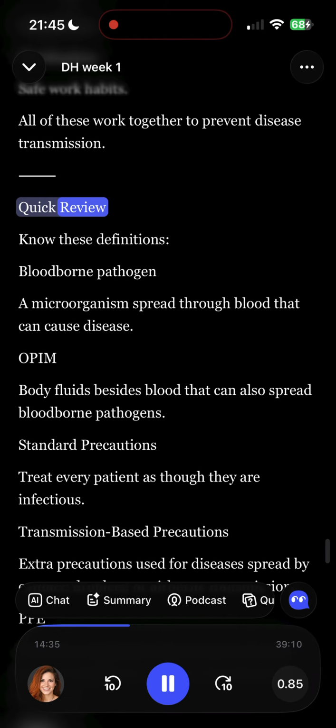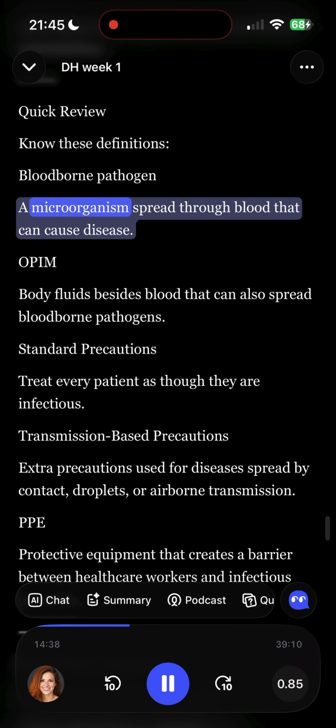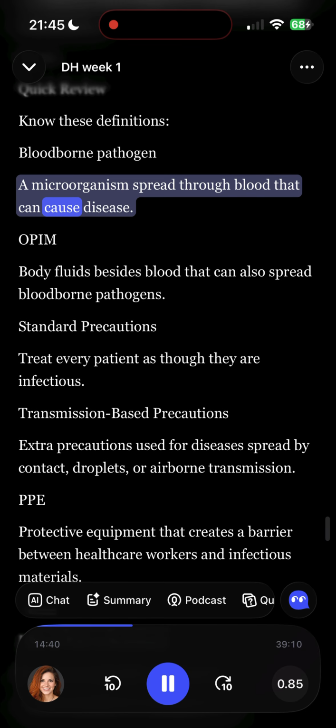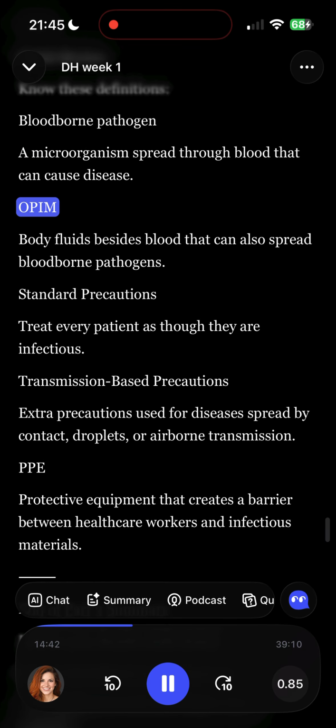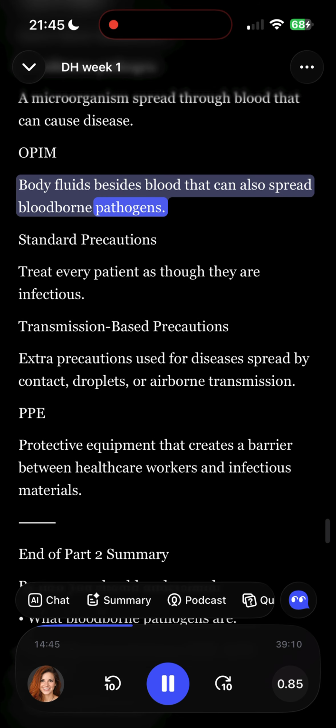Quick review. Know these definitions. Blood-borne pathogen. A microorganism spread through blood that can cause disease. OPIM. Body fluids besides blood that can also spread blood-borne pathogens.